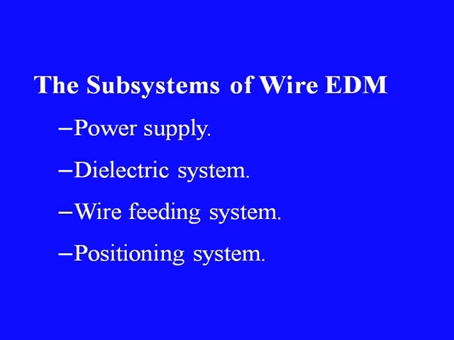Now, let us see the subsystems of the wire EDM system. As in the case of EDM, power supply, dielectric system, wire feeding system and positioning systems are used in this wire EDM setup. Here the wire feeding system is an addition to what we get in the normal EDM process. The power supply and dielectric system used in WEDM are very similar to those of conventional EDM, as I have already been telling. The main difference lies only in the type of dielectric used.